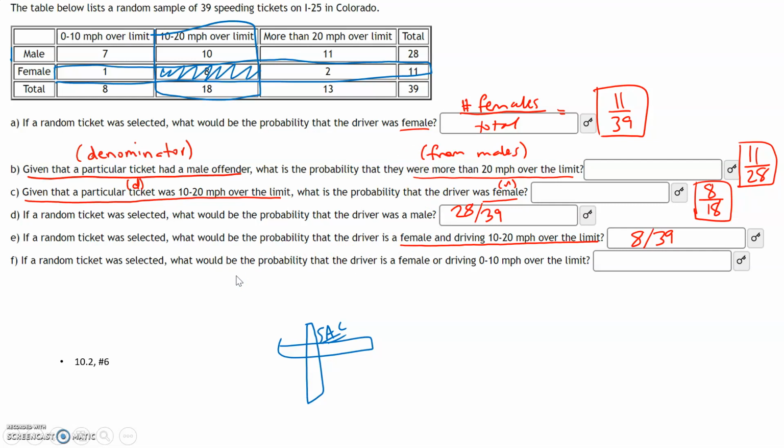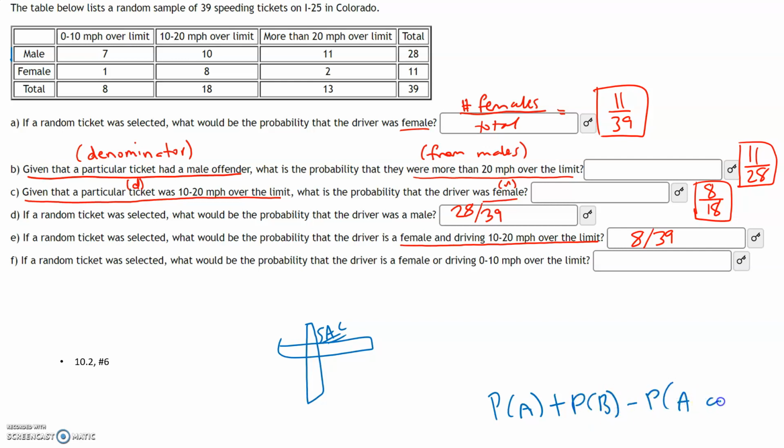Lastly, if a random ticket was selected, what would be the probability that the driver is a female or driving 10 to 20 miles over the speed limit? Now, the word or has a formula. The or formula is this. It's P of A, whatever event A is, plus P of B, whatever event B is, minus P of A and B. Okay, anytime you got the word or, that's called the addition principle. We're going to be using this formula.